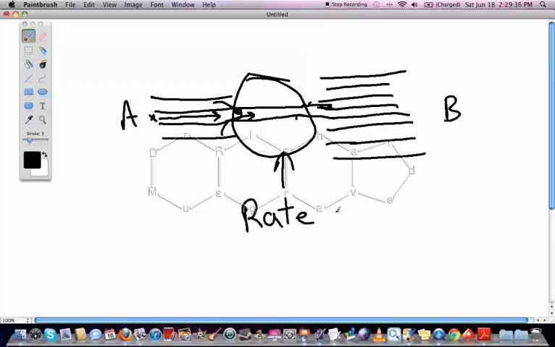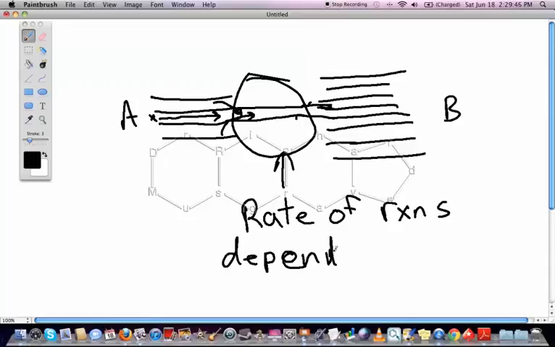Rate of reactions depends on the slow step. Just as your journey from A to B is also going to be determined by how quickly you can get through this bottleneck here, through this slow step.